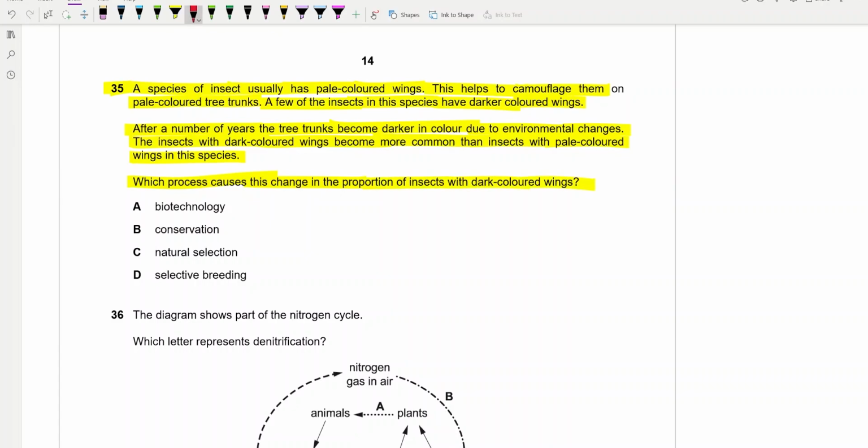So option A is biotechnology, which is wrong. Option B is conservation, which is wrong. Option C is natural selection, which is correct. Option D is selective breeding, which is wrong. So the correct option would be option C, natural selection.